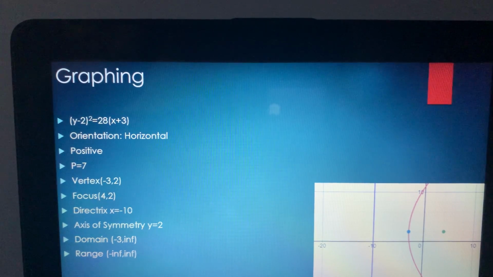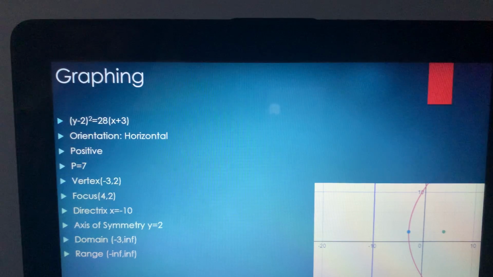So the focus is negative 3 plus 7, which is (4, 2). And the directrix is negative 3 minus 7, which is x equals negative 10. Now we know the line connecting the vertex and the focus, the y value of both of those is 2. So we know it's y equals 2. However, if this one was vertically oriented, we would do the x values instead of the y values.